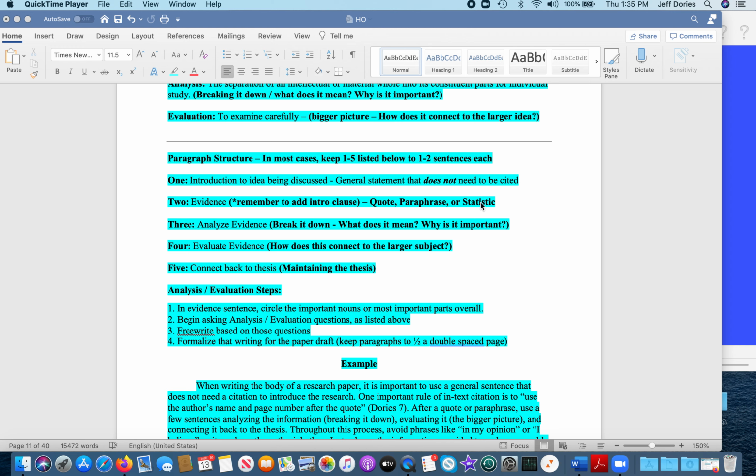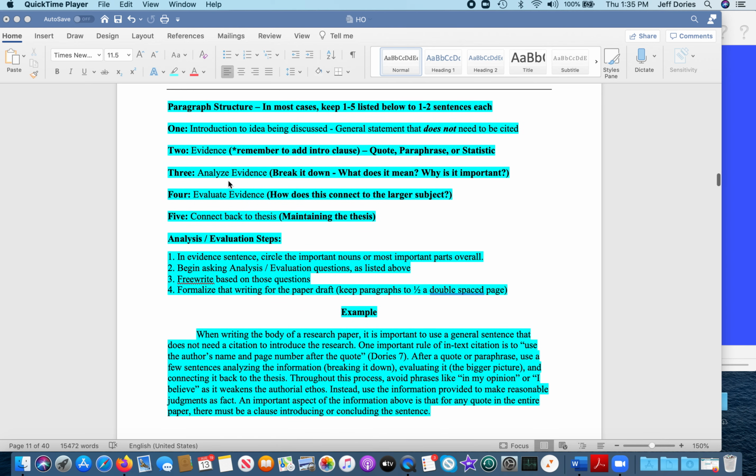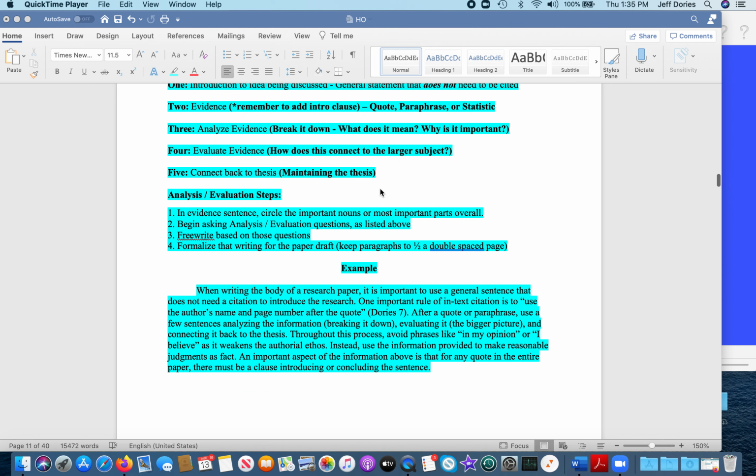Then your evidence is the second part here. Remember to add your intro clause and a cite after. It's your bloody knife or your quote, paraphrase, statistic. Always needs to be a little bit of you, a clause or phrase leading into it. Then analysis, break it down. What's it mean? Why is it important? Talk about the important parts and evaluate it. How does it connect to the larger subject? And then connect back to thesis.